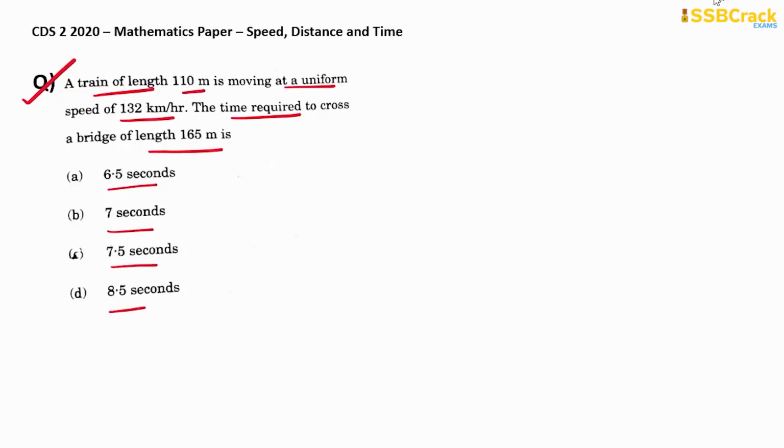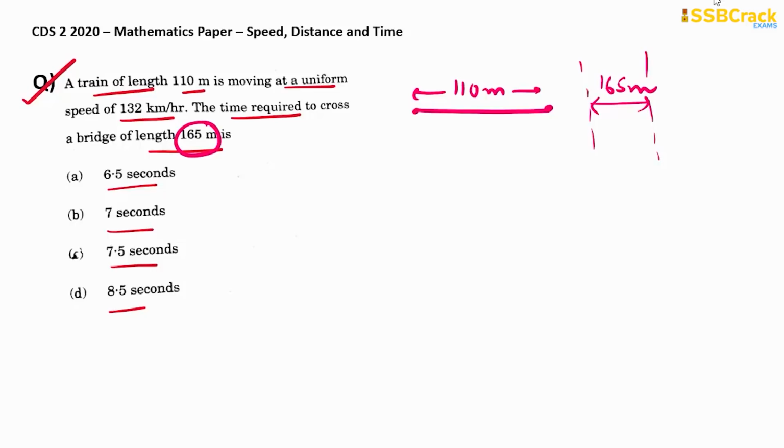Firstly we are given a train, and the length of the train is 110 meters. After that it has to cross a bridge, and the length of that bridge is given to be 165 meter. One more important thing is given, that is the speed of the train. The speed of the train is 132 kilometers per hour, but the distance is given in meters. So firstly we will convert this speed into meters per second.